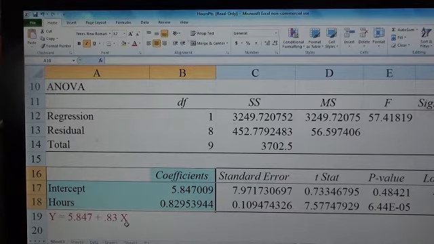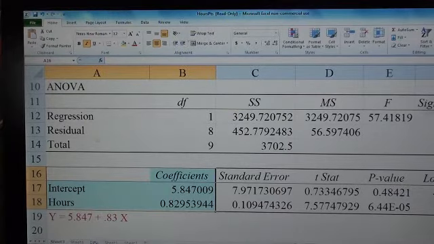So that means we can plug in any number of hours that we study here, and it would give us a predicted score that we would make. Okay, so that is the formula, assuming that this is a good model and the dots fall really close to the line.